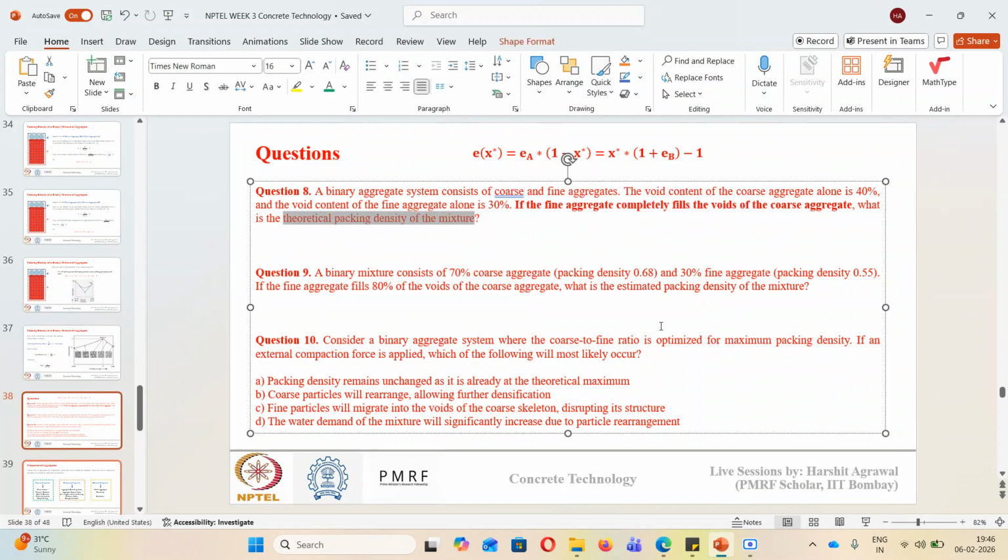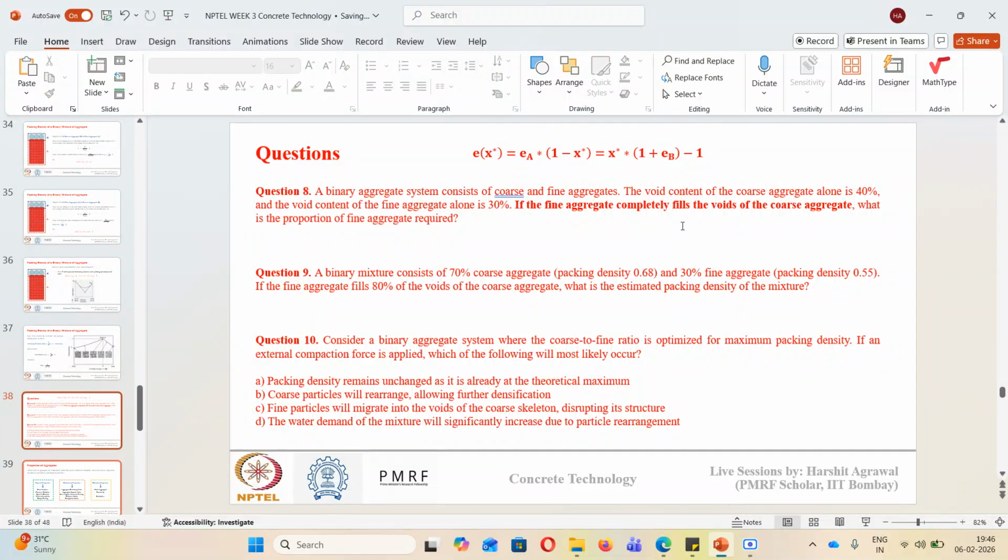No, what is the proportion of fine aggregates required? If fine aggregates completely fill the voids between the coarse aggregate, what proportion of fine aggregate is required to achieve this state?